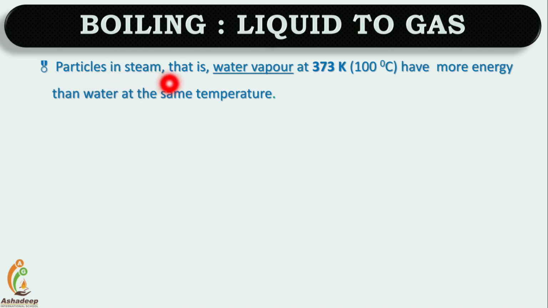Particles in steam, that is water vapor, at 373 Kelvin, 100 degrees Celsius, have more energy than water at the same temperature. When you compare water vapor and water at 100 degrees Celsius, obviously water vapor will have more energy. We already know in ice and water, water was having more energy. The reason was that particles of water have more energy because of less force of attraction. Here, water vapor gains energy and motion of the particles increased, and therefore you can say it has more energy.